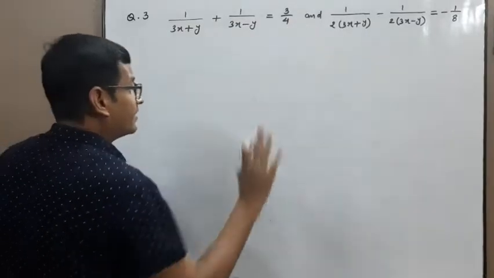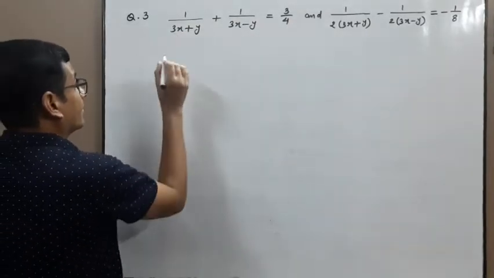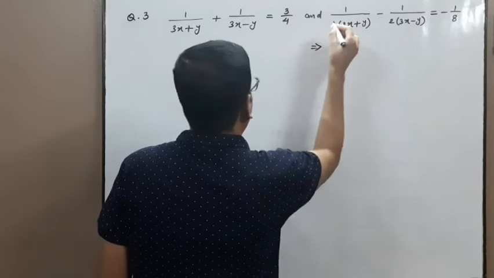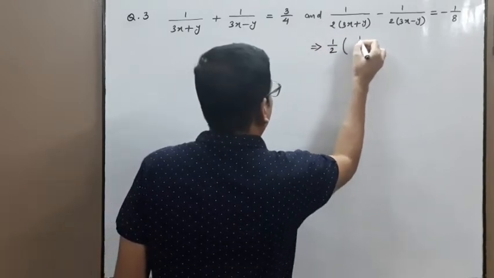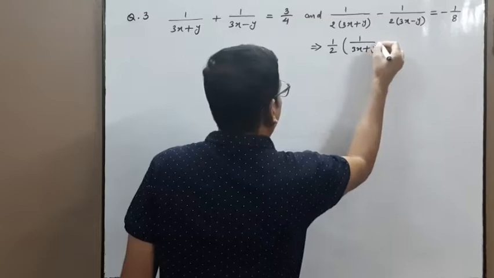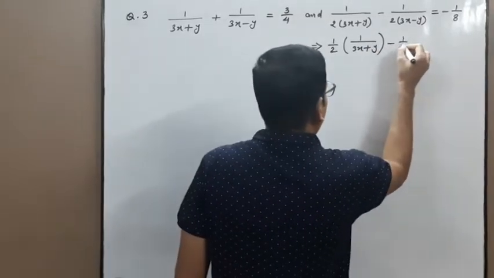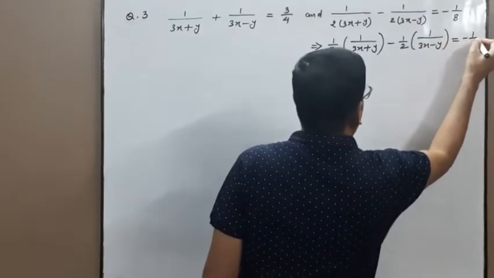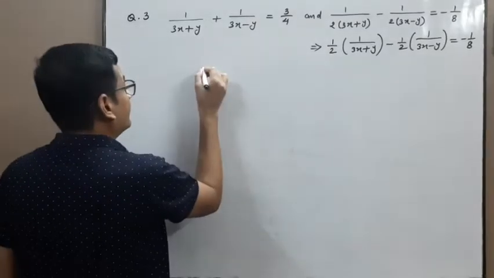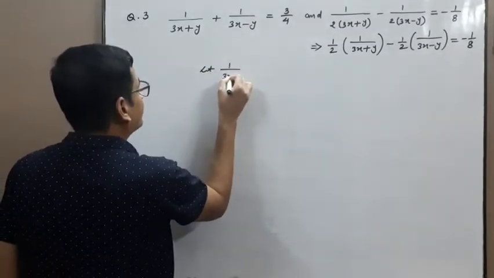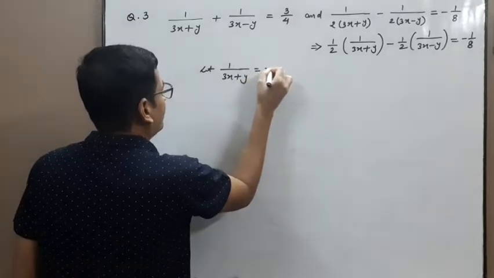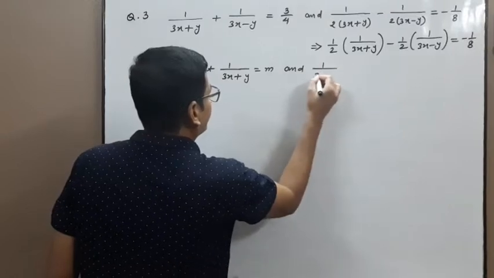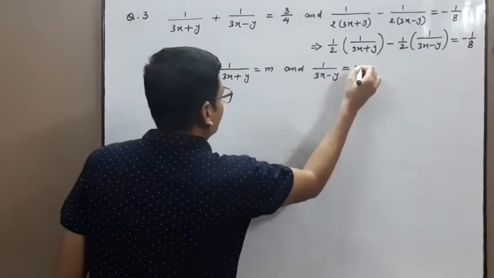This equation write as it is, no need to change, only change this one. We can write 1 upon 2 into 1 upon 3x plus y minus 1 upon 2 into 1 upon 3x minus y is equal to minus 1 upon 8. Let 1 upon 3x plus y be m and 1 upon 3x minus y equal to n.